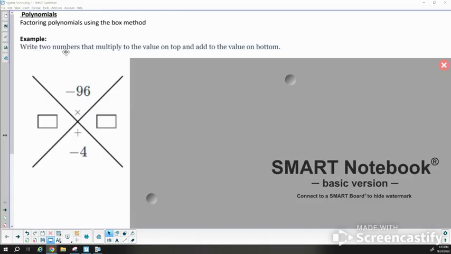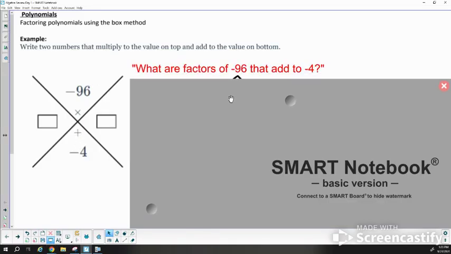The goal is to write two numbers that multiply to the value on top and add to the value on bottom. So what we're really looking at is the word factors. What are the factors of negative 96 that add to negative 4? And we're going to put those two numbers here.